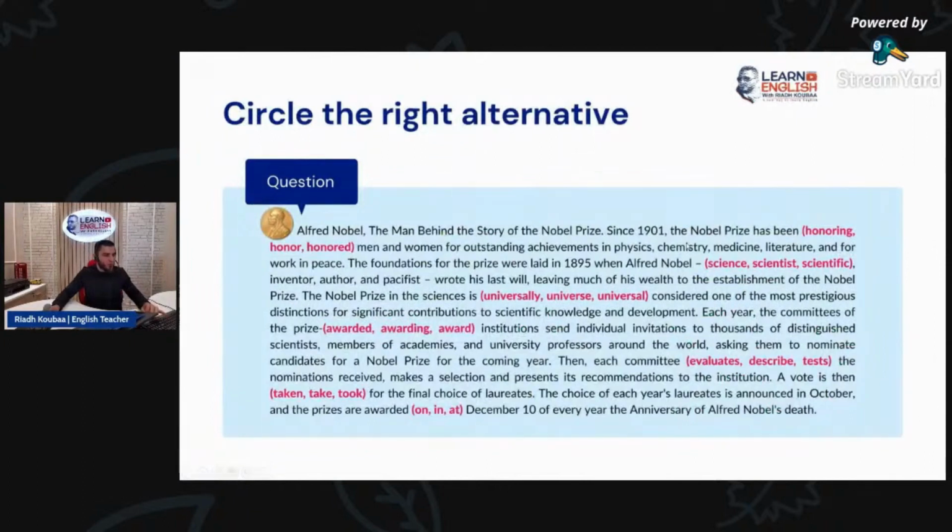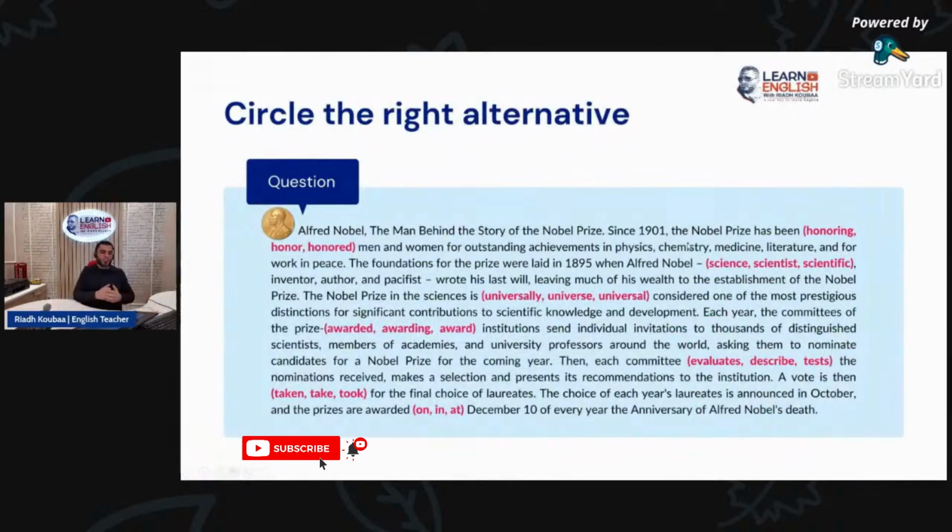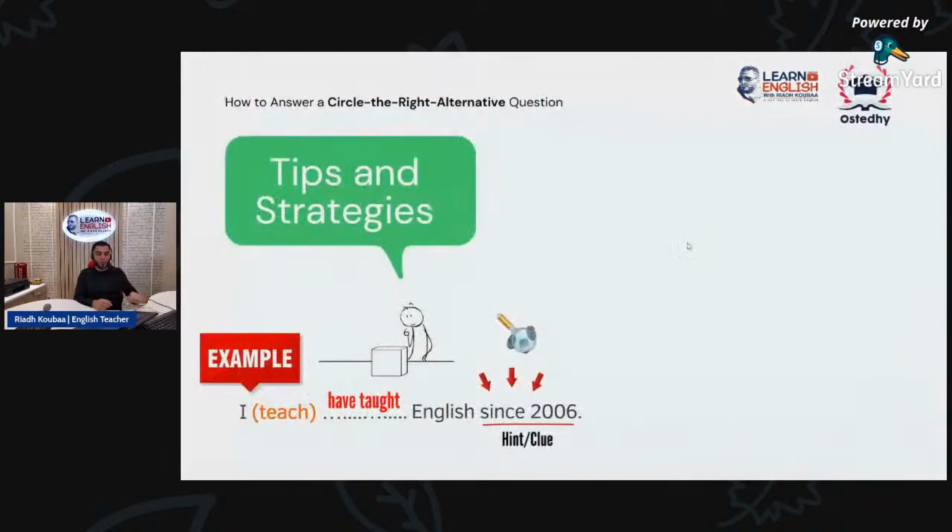So now we will move on to the second type of question, which is circle the right alternative. This is also a common language exercise that students usually have in the exam. And as usual, before dealing with the question, I'm going to provide you with some tips and tricks on how to deal with this type of question. So again, the idea revolves around finding clues, hints, indicators, and so on to help you find the correct answer. And I will add here 1 point.